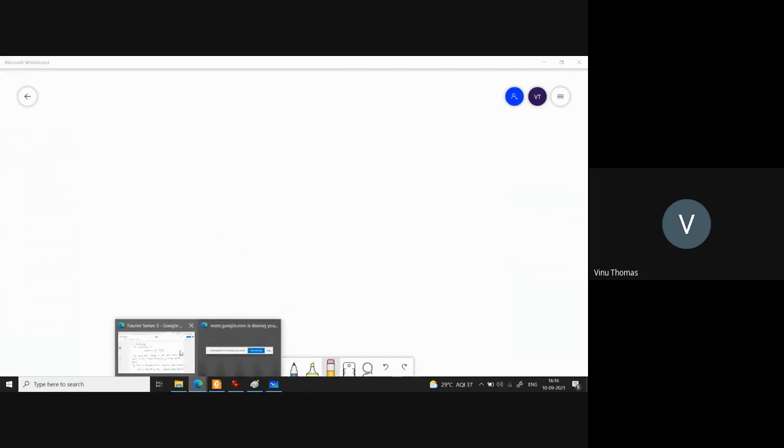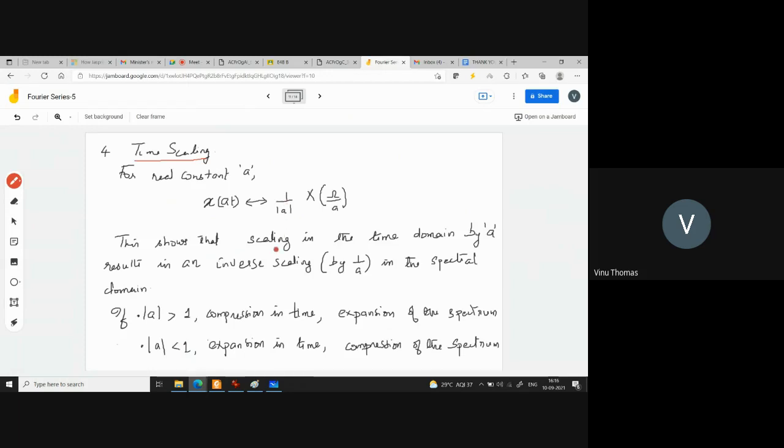So that is scaling in time. The equivalent frequency domain will be inverse scaled by 1 by a in the spectral domain. So scaling in the time domain by a results in an inverse scaling, that is by 1 by a, in the spectral domain. If modulus a is greater than 1, you have compression in time and expansion of the spectrum. If modulus a is less than 1, you have expansion in time and a compression of the spectrum.